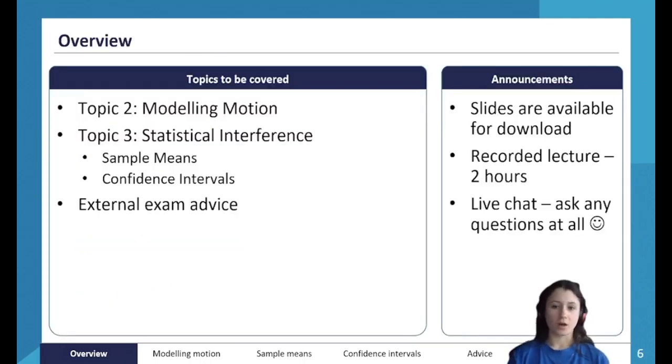I'll just give you guys a quick rundown of the structure for today. So we'll go over modeling motion, then we'll go over statistical inference, and within that, sample means and confidence intervals. And then right at the end, I'll give you guys some external exam advice, particularly from somebody who, as I said before, got through specialist in one piece. I have plenty of tips for you guys.